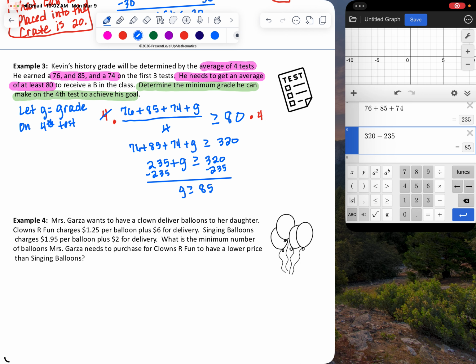So he could make, if he wants the grade in the class to be at least an 80, on his 4th test he could make an 85, 86, 87, on and on and on, okay? Anything above 85, okay? As long as he makes above an 85 on the test, he'll have a B in the class. So the question said determine the minimum grade. So in this case, our minimum grade, let me highlight in yellow, he needs is an 85.